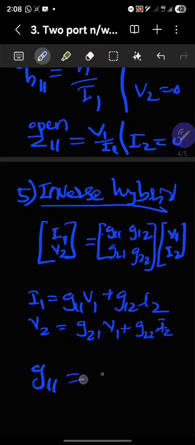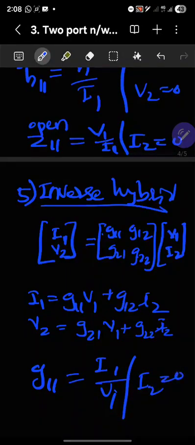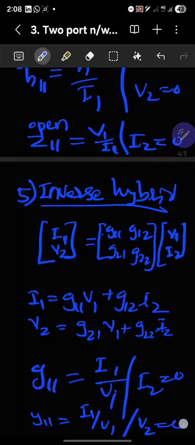In a similar way we can define G11. G11 is equal to I1 divided by V1, provided I2 is equal to 0. This is the open circuit input admittance. What is Y11? That is also I1 by V1, but here V2 is equal to 0. So this is the difference. Hope this difference is clear.